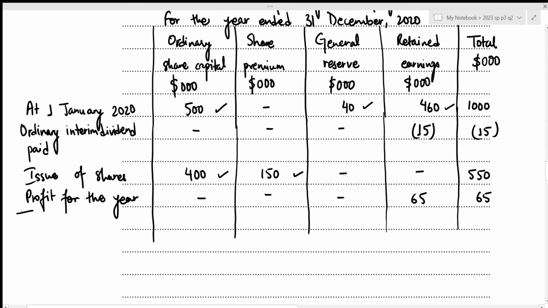So we can write it down as transfer to general reserve. And we need to subtract 25,000 from the retained earnings and add 25,000 to the general reserve. And our ordinary share capital and share premium will remain unaffected. So the total for this row is going to be 25 minus 25, which results in 0.